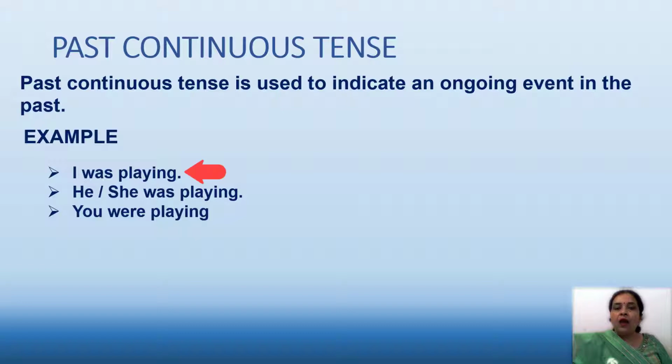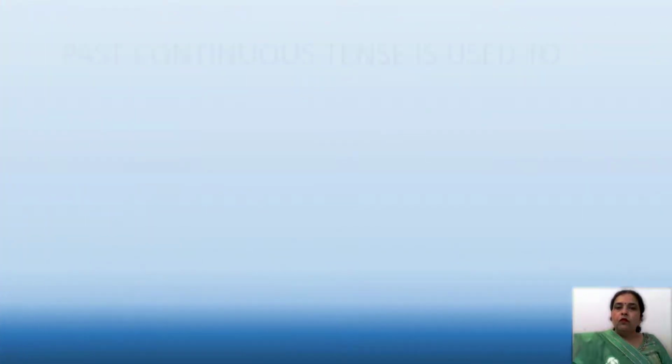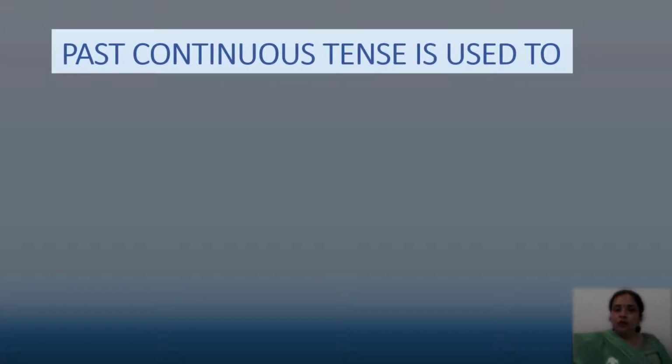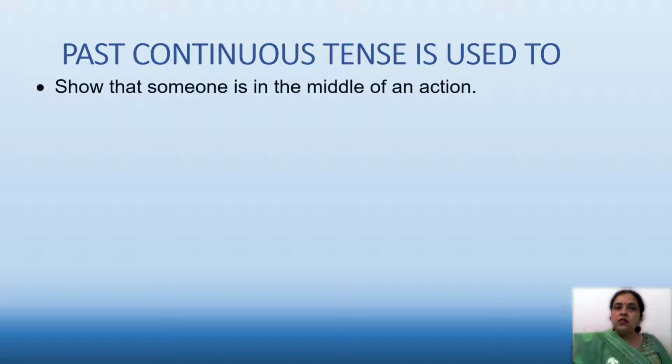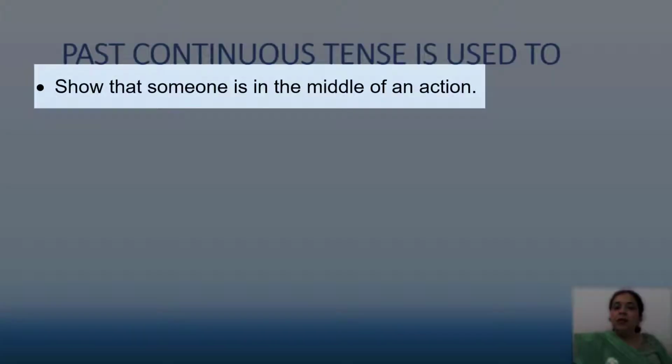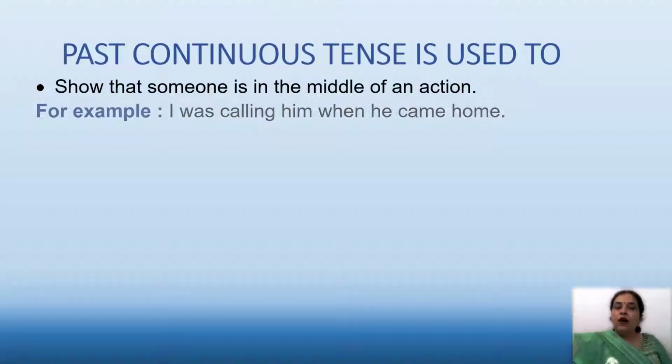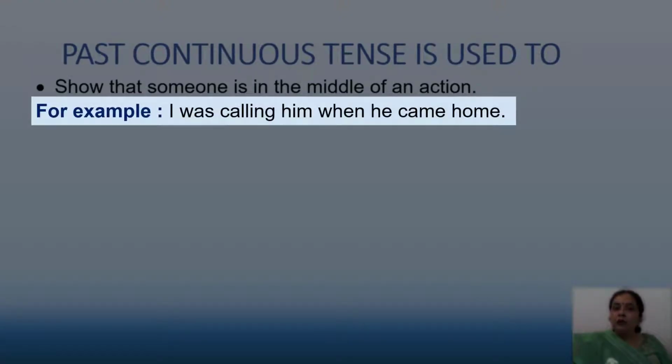Past continuous tense is used to indicate an ongoing event in the past. For example, I was playing, he or she was playing, you were playing. When we use past continuous tense, its first use is to show that someone is in the middle of an action. That means the action was going on, it was not yet completed at the time of that period. For example, I was calling him when he came home. That means when he came home, at that time I was making him call.